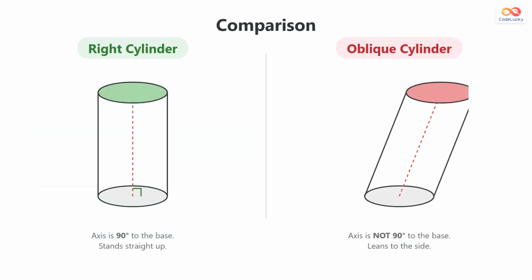To understand this better, compare it to an oblique cylinder. A right cylinder stands straight, with its axis at 90 degrees. An oblique cylinder leans over, like the Leaning Tower of Pisa, and its axis is not perpendicular to the base.